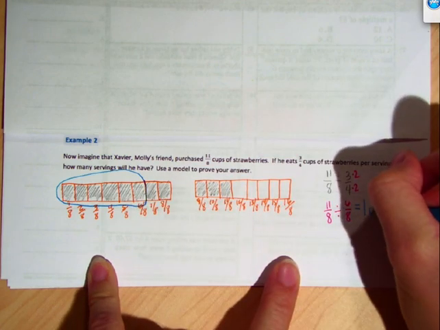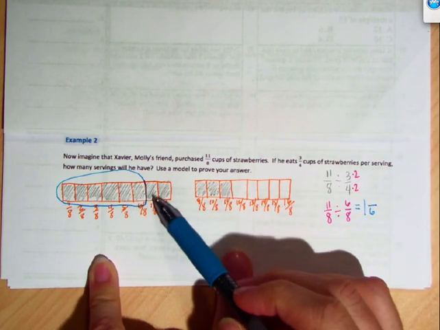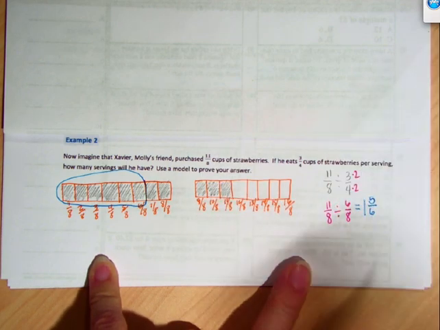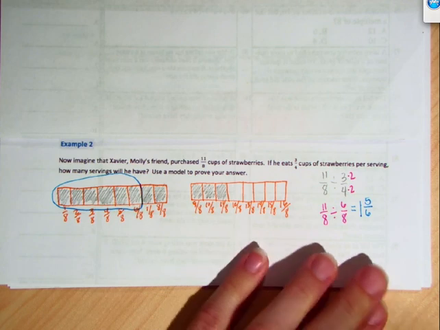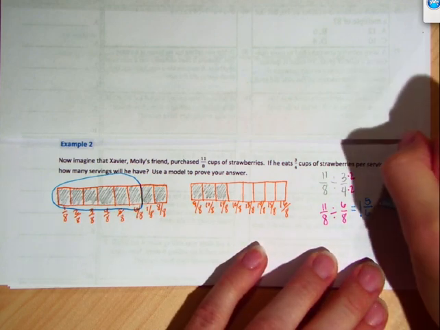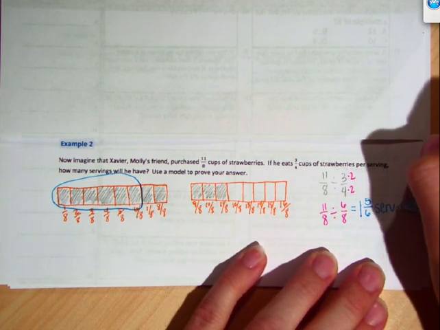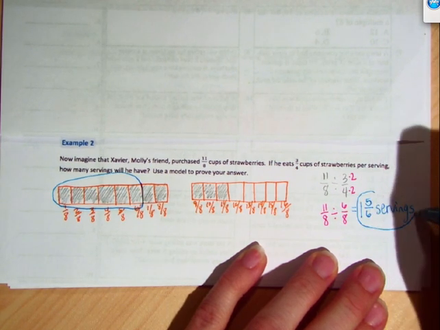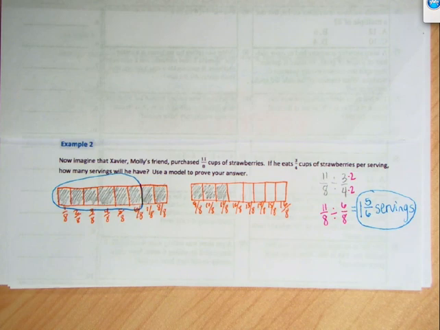So 6 is going to be my denominator, and I have how many parts? 1, 2, 3, 4, 5 parts out of 6. So he would have 1 5/6 servings. He almost has 2 servings. 1 5/6 servings.